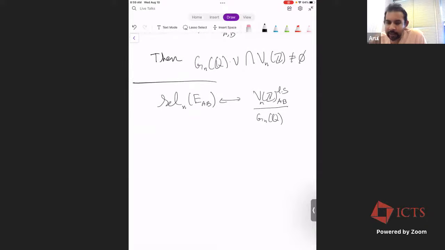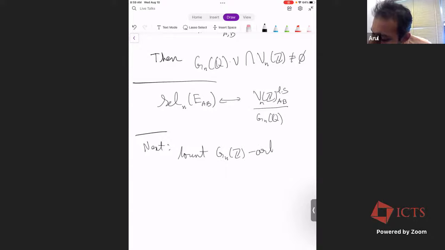So that's where we'll end today. We've obtained a parameterization of these N-Selmer groups. And what we're going to do next time, which is tomorrow, we will count G and Z orbits on V and Z. We will forget this condition of local solubility. We will pretend that it's not actually G and Q equivalence classes, but rather G and Z orbits that we're counting, and just count those. But for now, I'll stop and see if there are any questions.